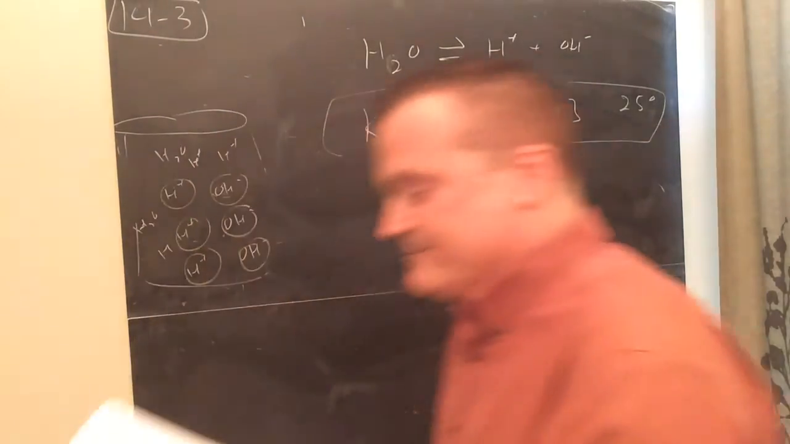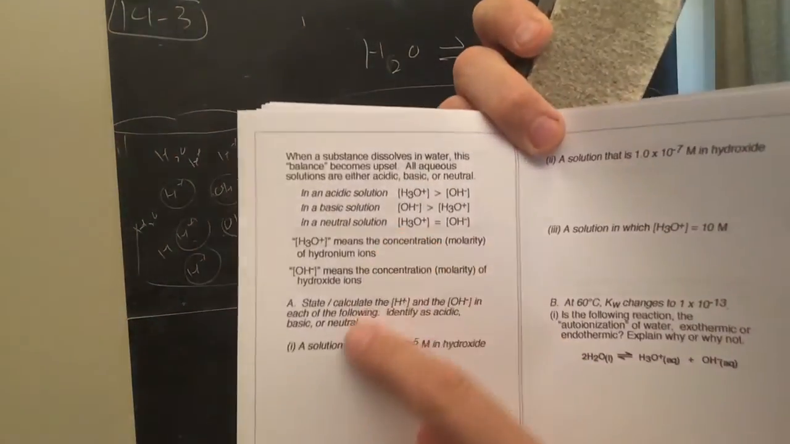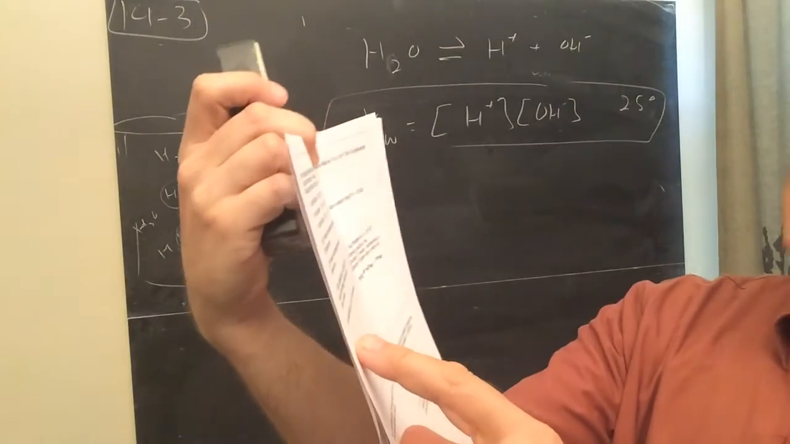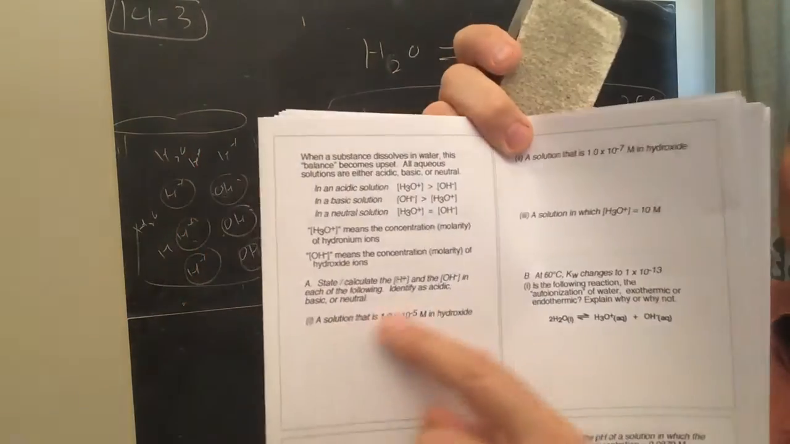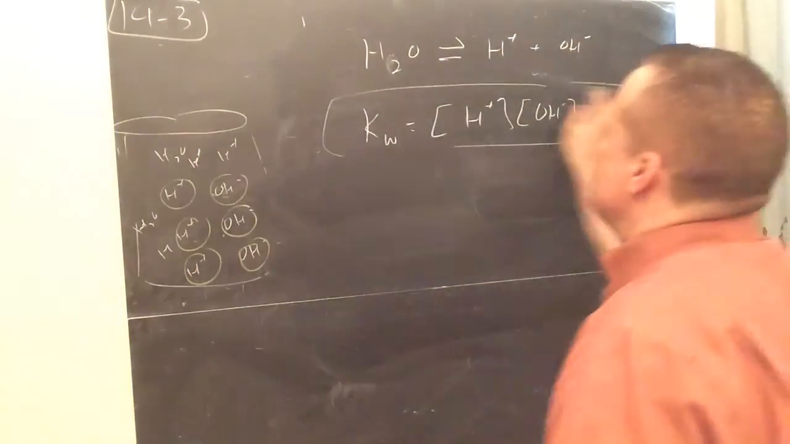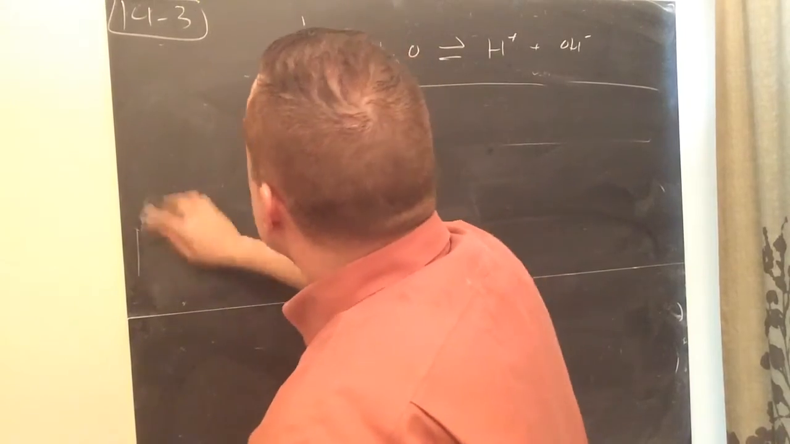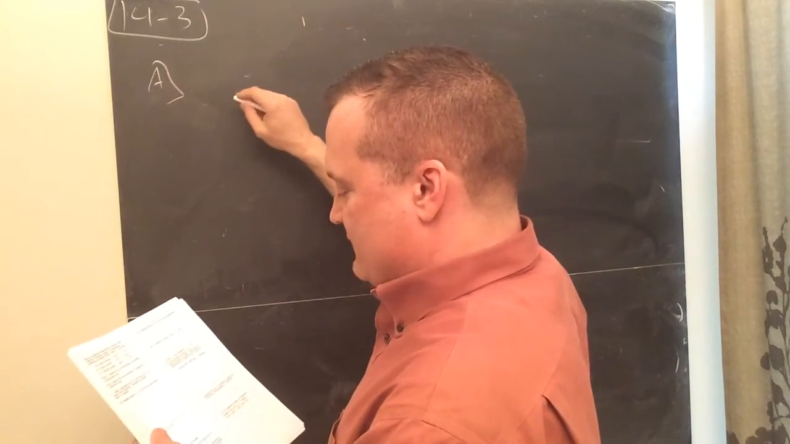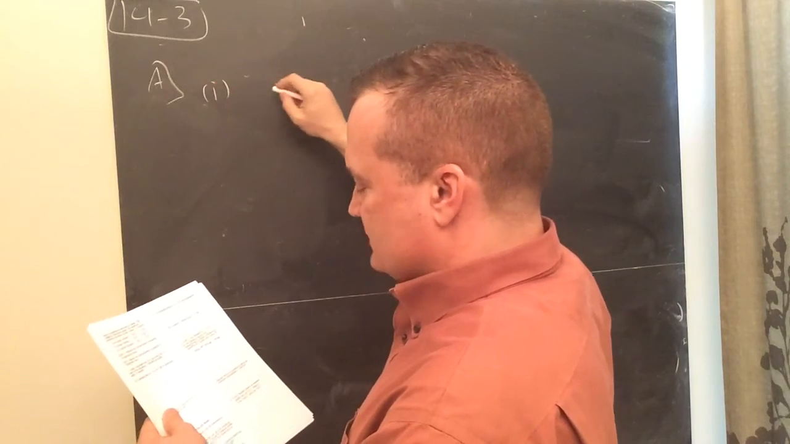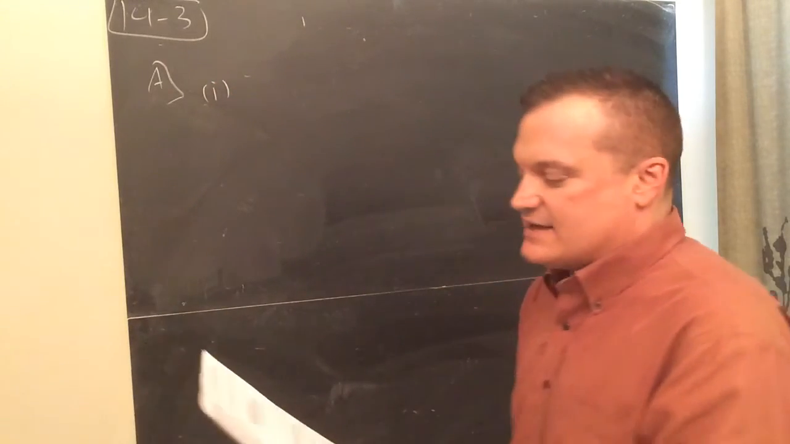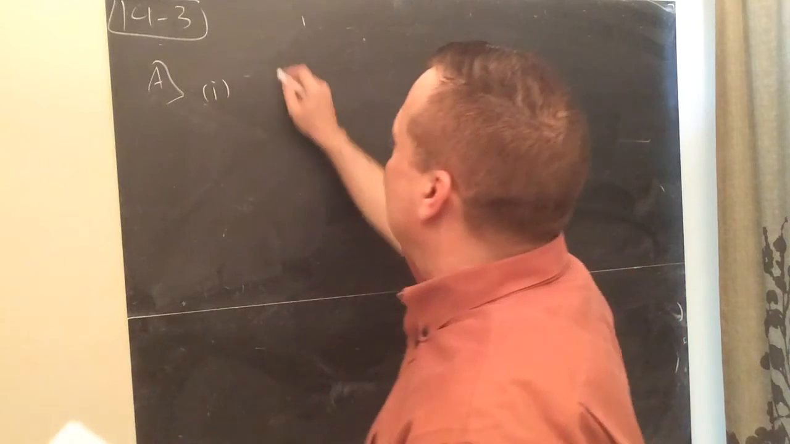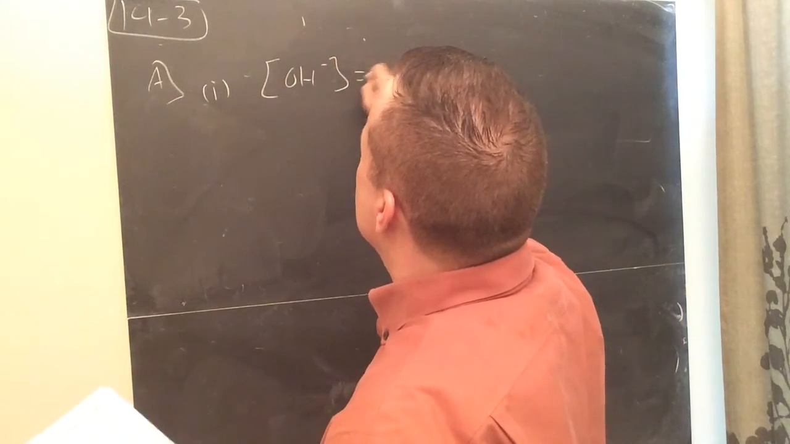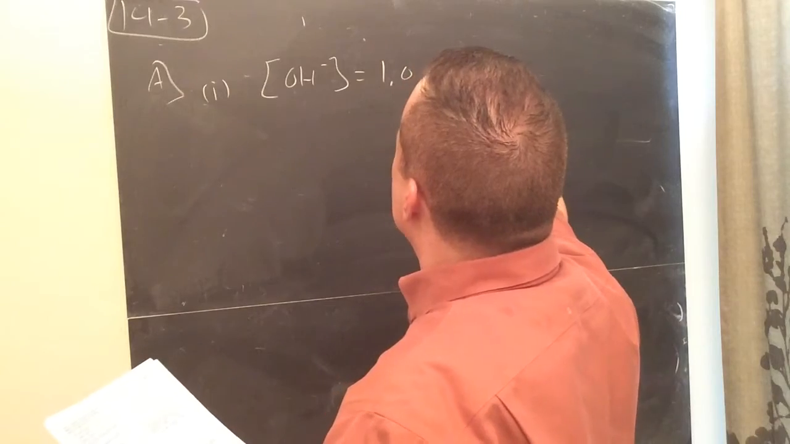For letter A, this is what I just wrote on the board for you. On the next page, example A: state or calculate the H plus and OH negative concentration in each of the following, and identify as acidic or basic. I hope you find this pretty easy. Letter A, number 1: a solution has hydroxide equals 1.0 times 10 to the negative 5 molar.